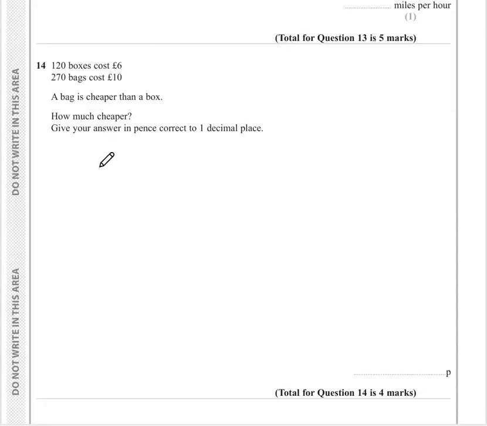Question 14. 120 boxes cost £6. 270 bags cost £10. A bag is cheaper than a box. How much cheaper? Give your answer in pence correct to 1 decimal place. Okay, so let's have a think about boxes first. So it's asking me to give my answer in pence. So what I'm going to do is change that £6. That's going to be multiplied by 100 to change it to pence. It's going to be 600 pence.